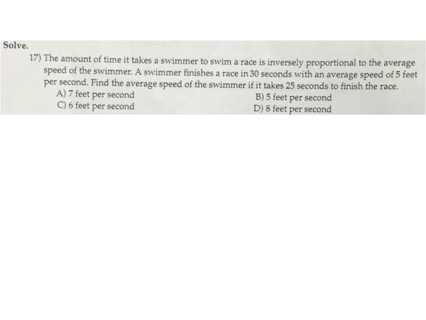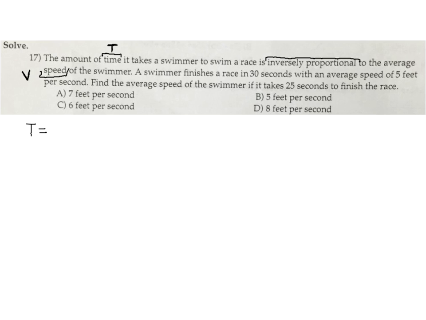Okay, here we have a word problem. The amount of time it takes a swimmer to swim a race is inversely proportional to the average speed of the swimmer. So let's set up a variable for this. We're going to call the time t. Inversely proportional to the speed, I'm going to call this v, like a velocity, so it doesn't confuse us with s. Sometimes they look like 5 when you use s.